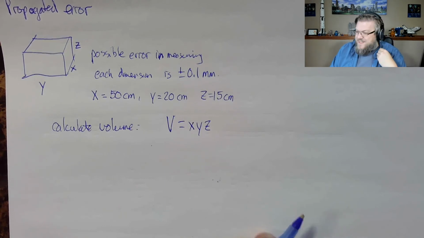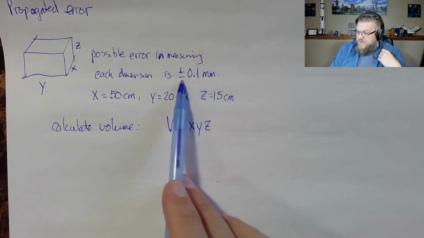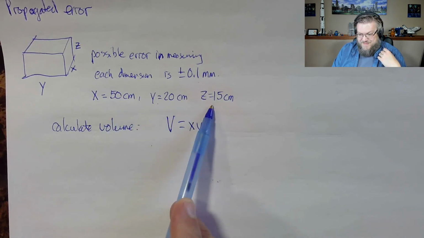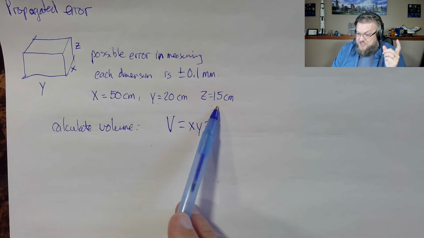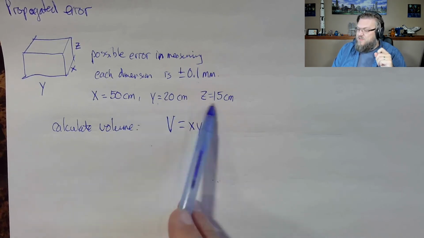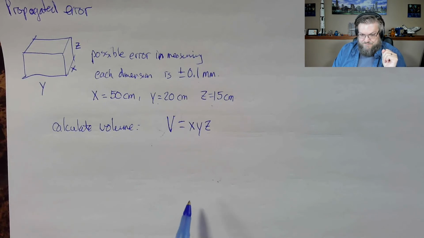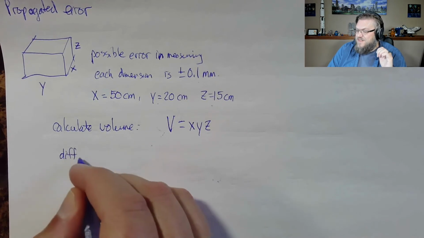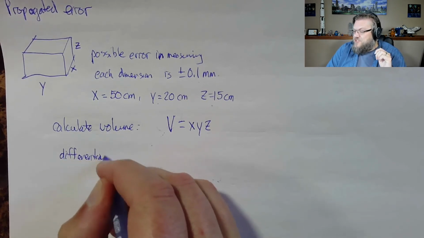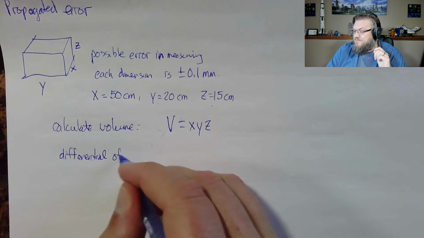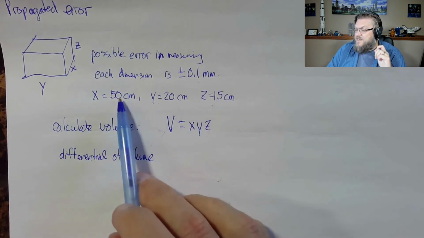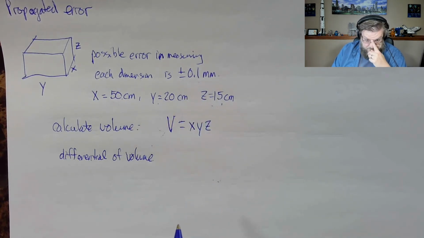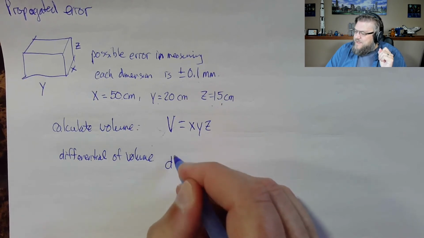What I can do is think of this error as possible delta X, delta Y, delta Z, yeah? And if I have all of those little nudges, what is the worst that the volume will do? In other words, let's calculate the differential of volume to predict what the change in volume would be if I have these measures and these changes that happen. Okay? So differential of volume, so dV.